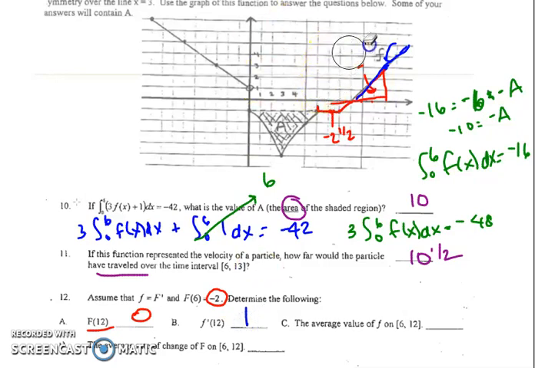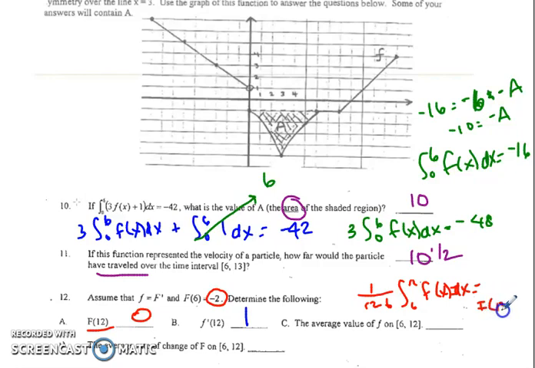All right, the average value of little f here, remember that the average value of little f, let's write it out, the average value of little f on 6 to 12 is the integral of f dx, which is the same thing as big F of 12 minus big F of 6, divided by 12 minus 6. And what I did there was I took this equation here, the fundamental theorem of calculus, and I divided both sides by 12 minus 6.